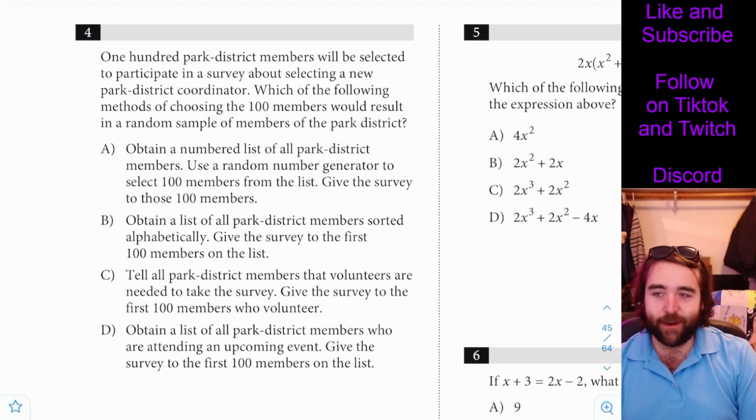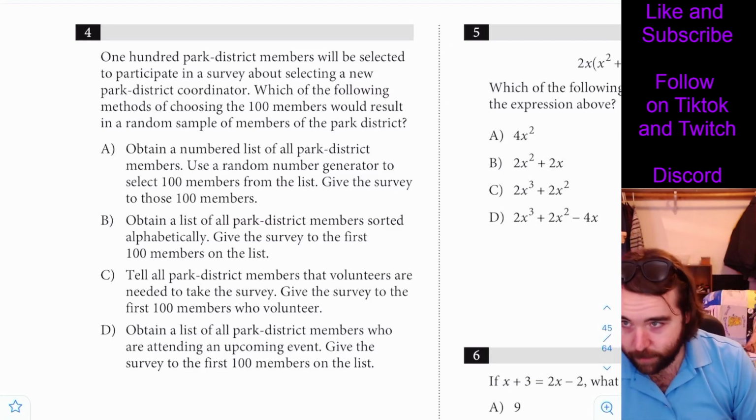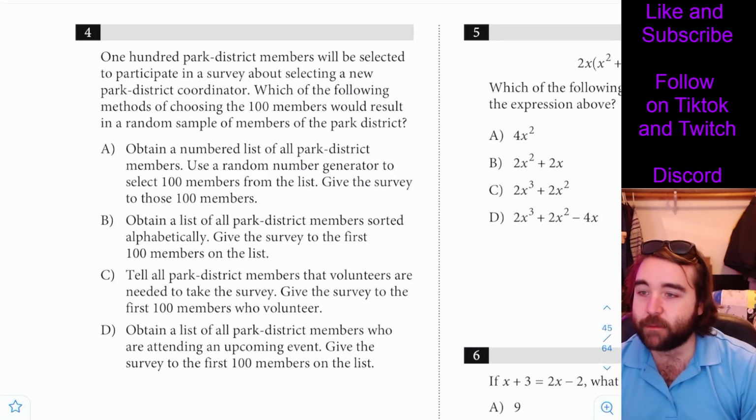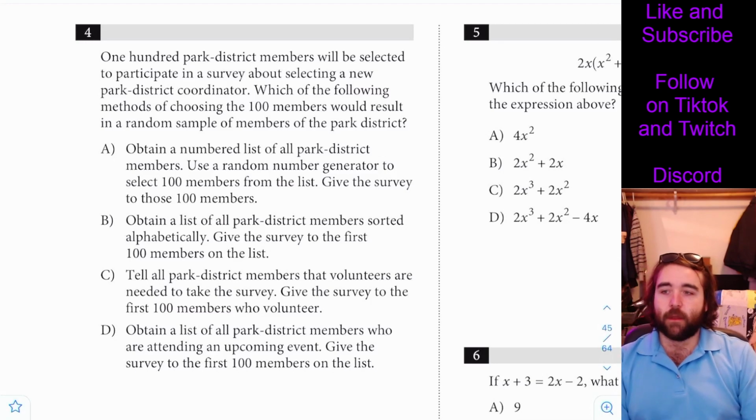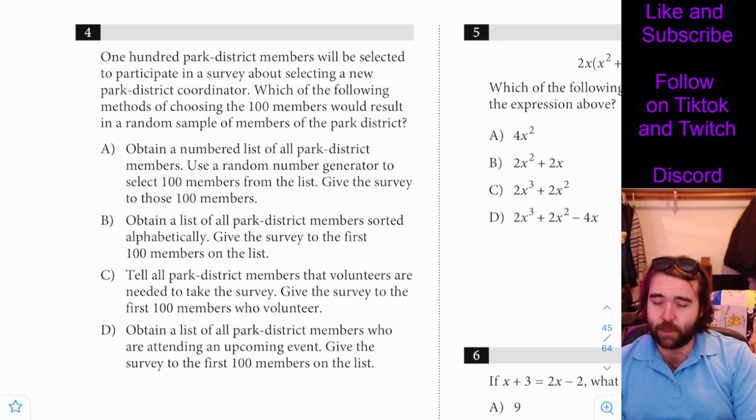Anyway, 100 Park District members will be selected to participate in a survey about selecting a new Park District coordinator. Which of the following methods of choosing the 100 members would result in a random sample? So we just want a total random sample. Obtain a numbered list of all Park District members. Use a random number generator to select 100 members from the list. Give the survey to those 100 members. I mean, that seems as pretty straightforward as you can get, right?